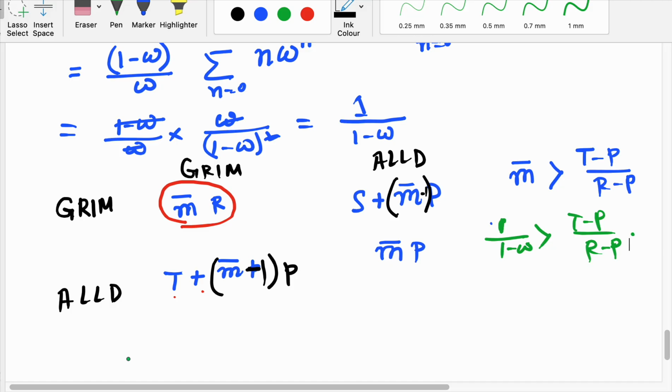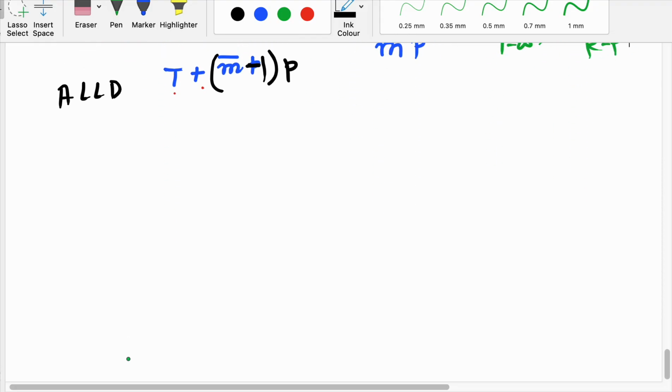Now this is only one example we are seeing here. Now what are the other strategies that could be possible in this repeated prisoner's dilemma? Let us see that.